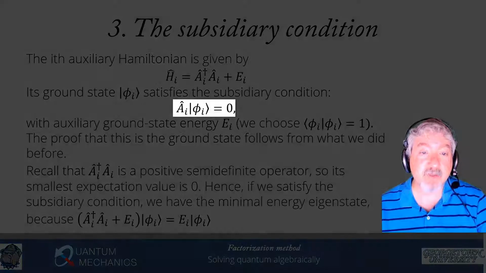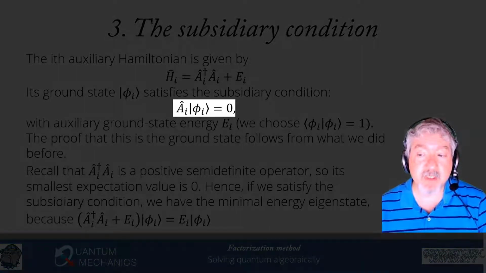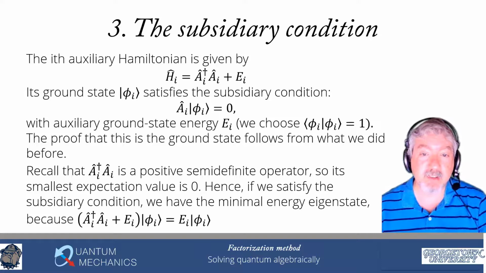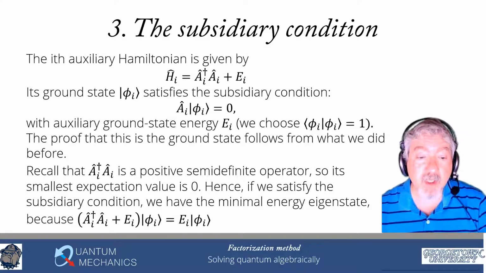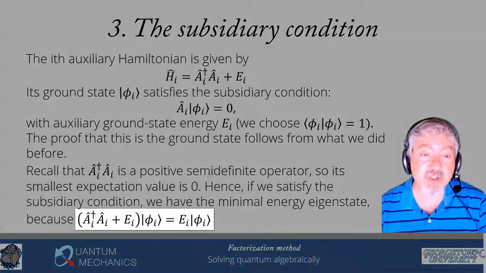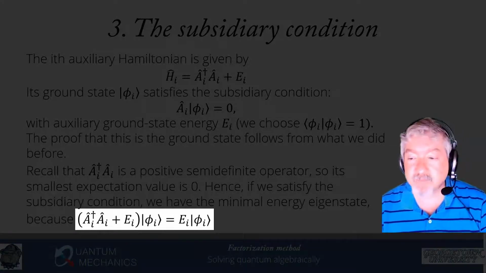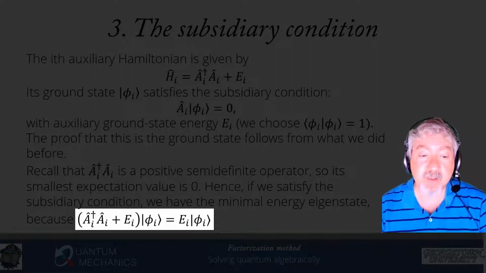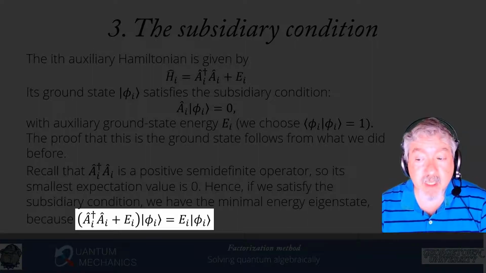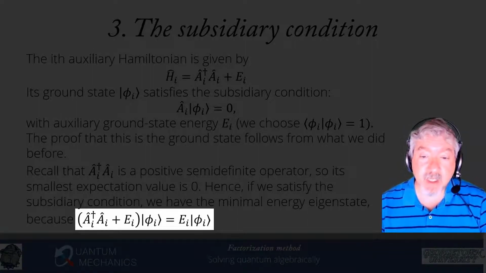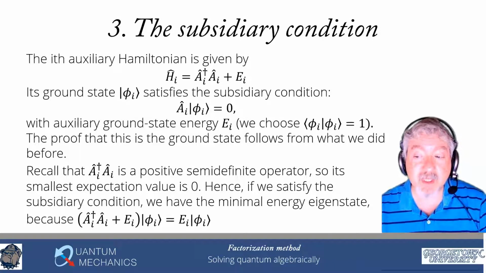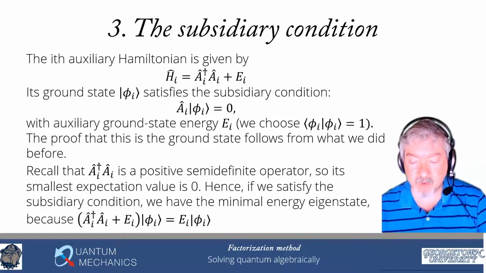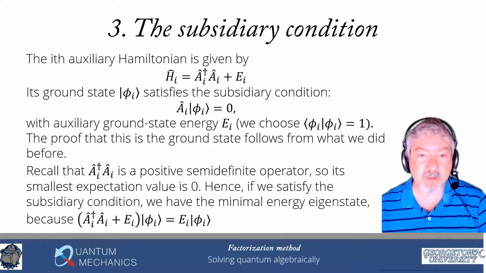And it will be exactly 0 if A_i acting on phi_i is equal to 0. Because then when I take the norm of that, I'm taking the norm of the 0 state, and that's, of course, equal to 0. Now, if that holds, and of course that is the minimal state because we can't have anything with higher energy than that, when I evaluate the energy, if I operate H_i onto that state, A_i will act on phi_i. That's going to give me 0. That gets rid of the first term, and I'm just left with E_i times phi_i. Of course, that's an eigenvalue-eigenvector relationship because E_i is a number. And so we've just shown that the subsidiary condition guarantees that we have a ground state of the ith auxiliary Hamiltonian. This is exactly what we did with the simple harmonic oscillator.